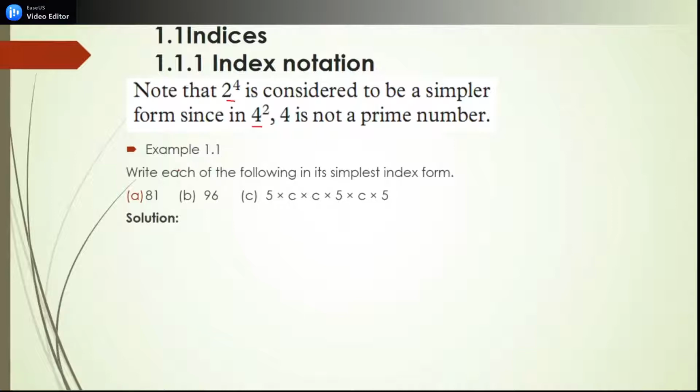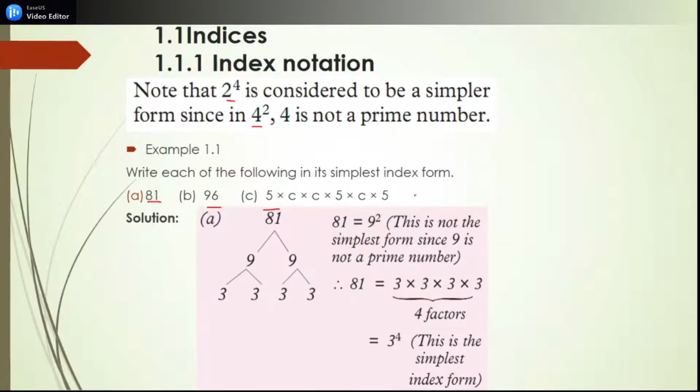Example 1. Write each of the following in its simplest form: 81, 96, and 5 times c times c times 5 times c times 5. In a simple form, 81 is known. 81 is 9 times 9. 9 is equal to 3 times 3 and 3 times 3. This means 81 is equal to 3 power 4.